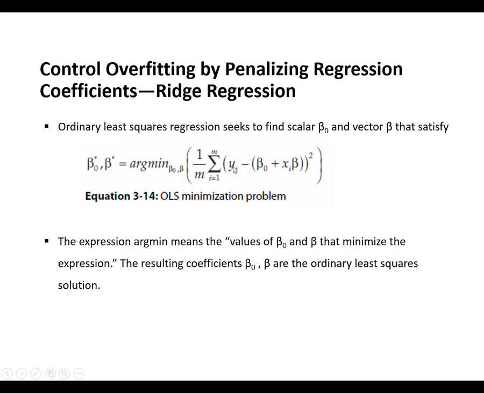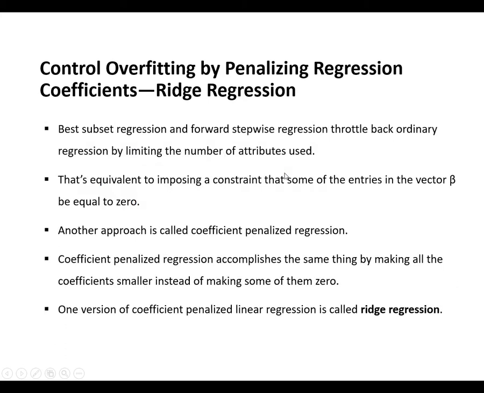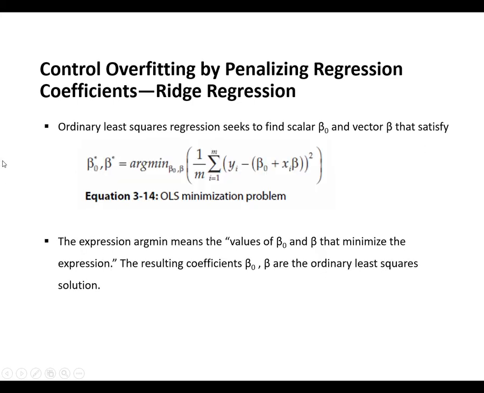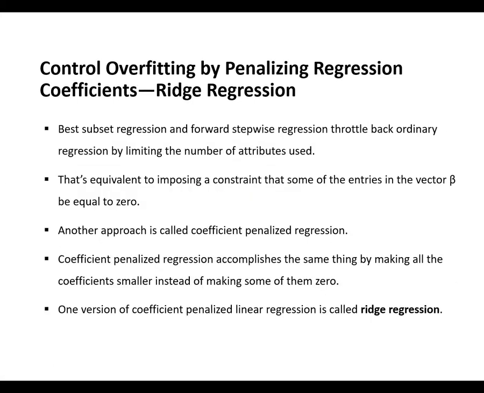That means we want the difference between the actual value and the predicted value, and in that we are minimizing the effect of some of these attributes. One version of coefficient penalized linear regression is called ridge regression. The same thing we are taking over here.